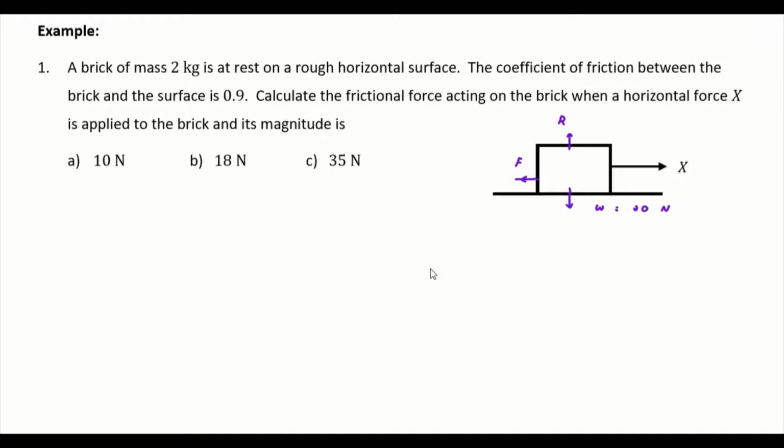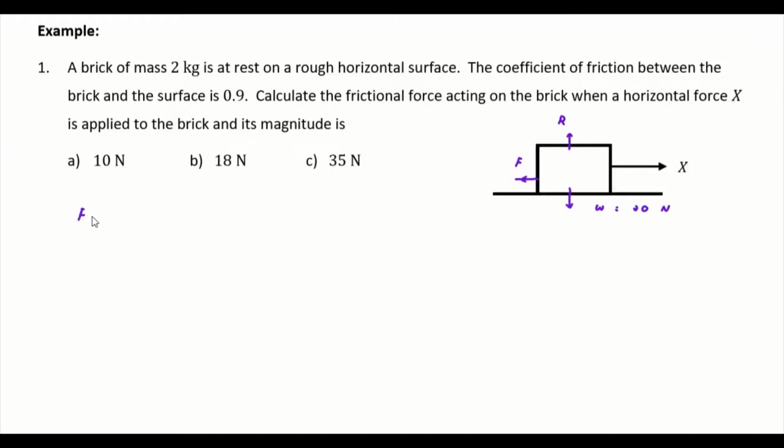Now we need to calculate the frictional force that acts on this brick. So at this point, let's find out the limiting friction first. After that, we can write down for the different scenarios how the brick will move. Don't worry, this is just a question for you to understand what is meant by friction and limiting friction. You won't have this kind of easy question in your real exam. This is for your understanding only.